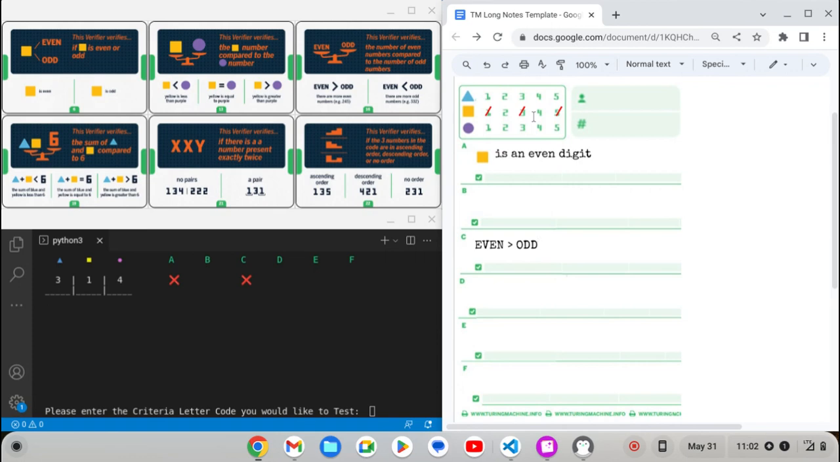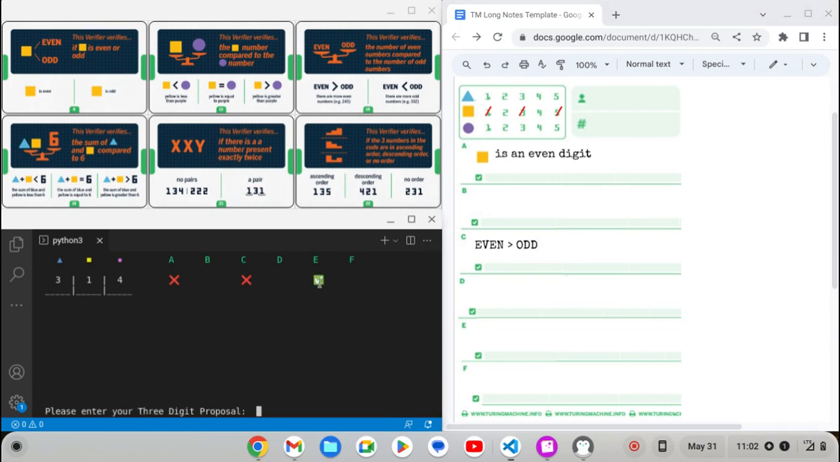potentially they could all be even. We just don't know. And at this point, we really can't cross out anything in triangle or circle. But we do have this criteria card that lets us know if there's a pair. So I think that may be useful. So let's go ahead and test criteria card E.